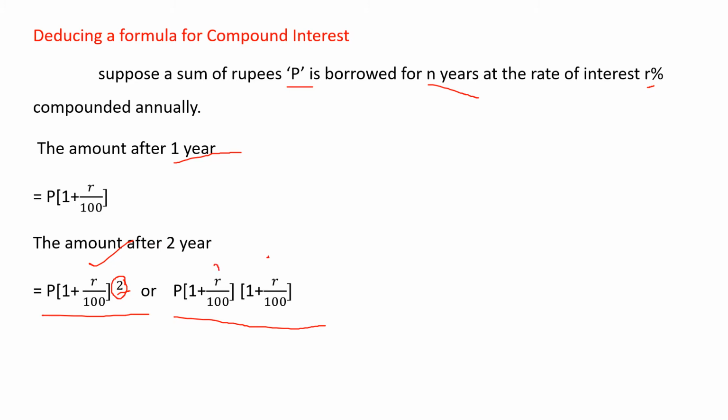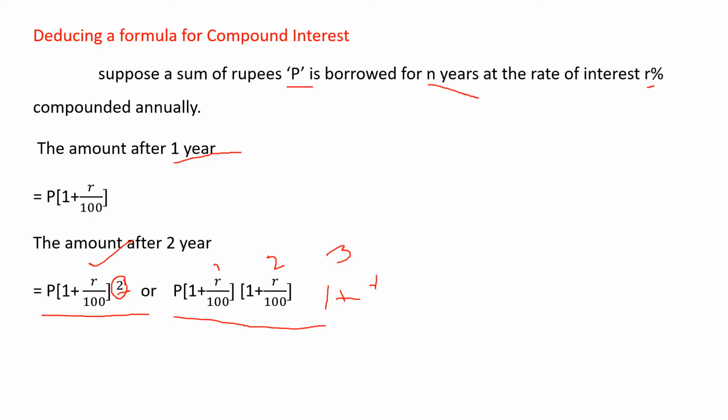For 3 times, one more time you will write 1 plus R by 100. For 10 years, you would have to write 1 plus R by 100 into 1 plus R by 100 again and again. It takes a long step, right? So instead you can write 10 in the place of 2. This is the formula for calculating.